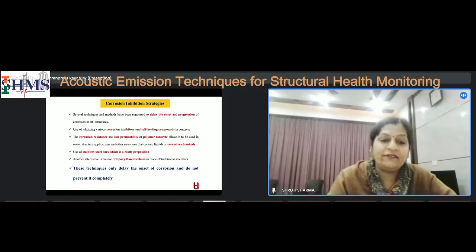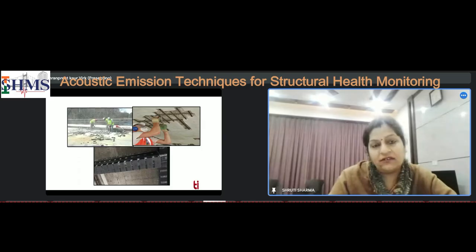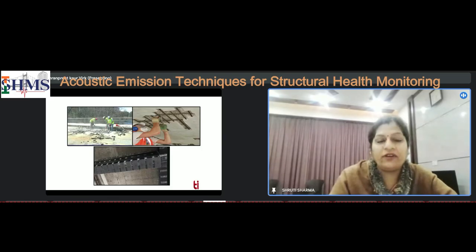So the idea is... again, these are some of the techniques that people have been using to repair and rehabilitate the corrosion affected structures.